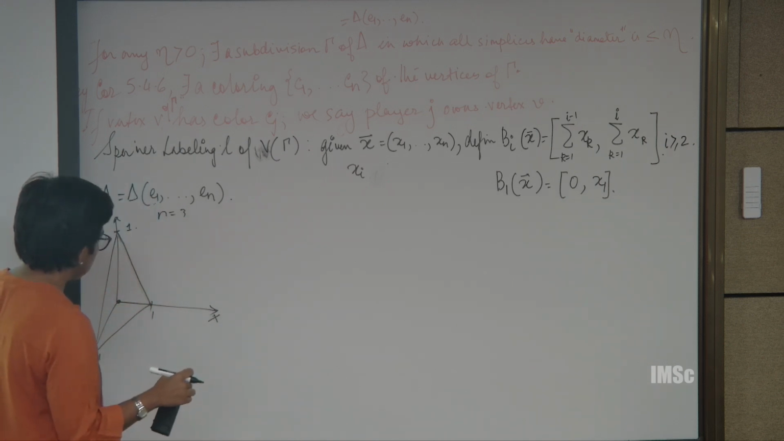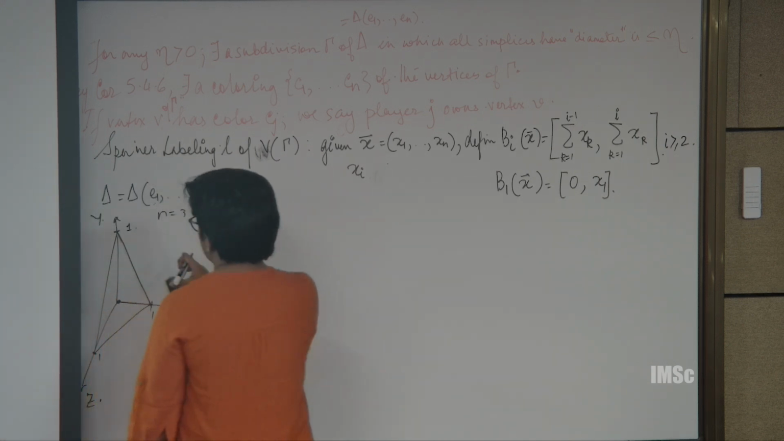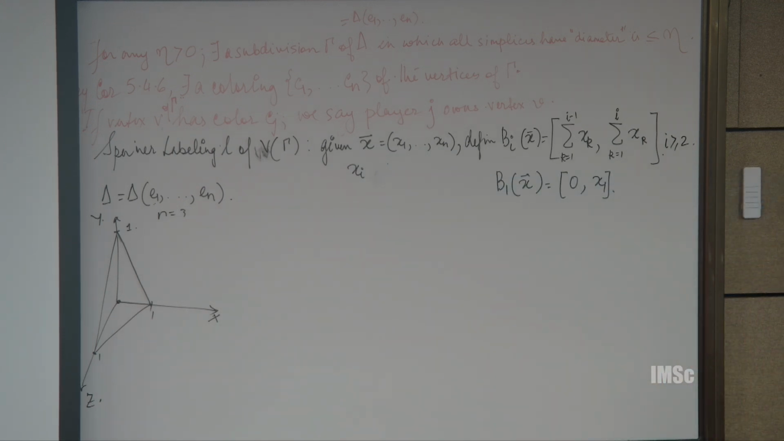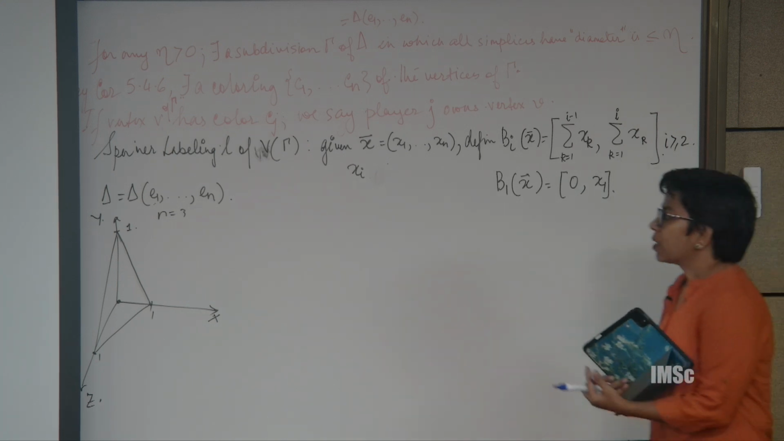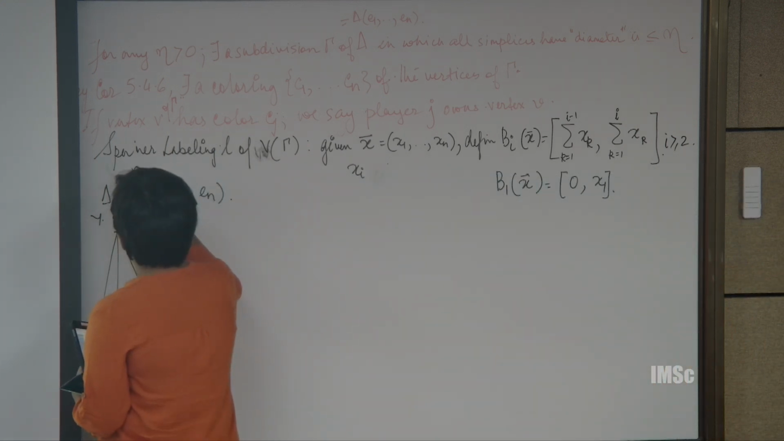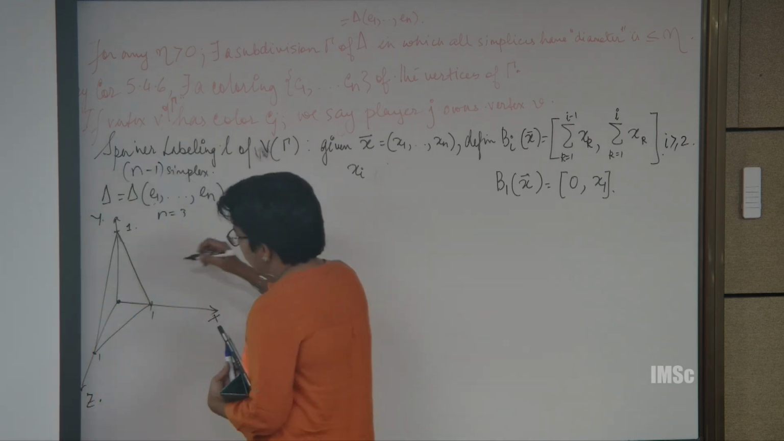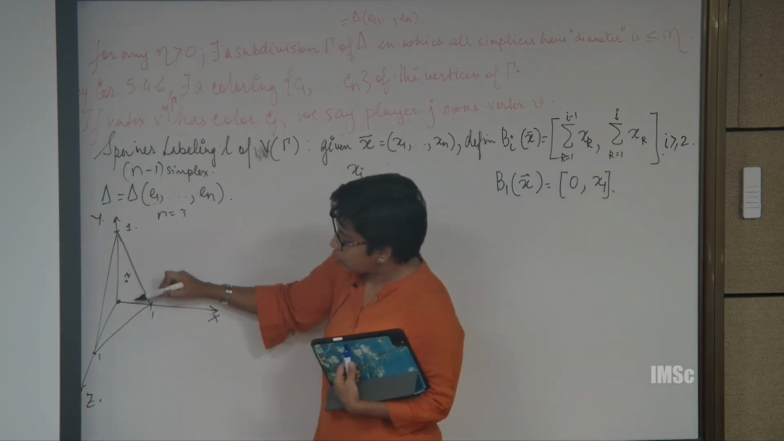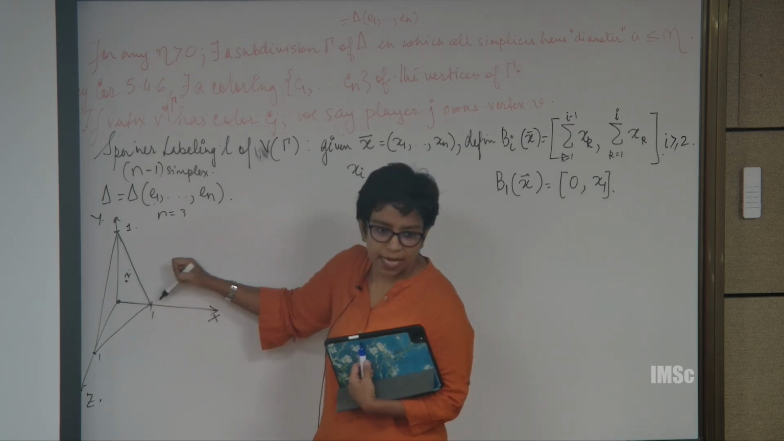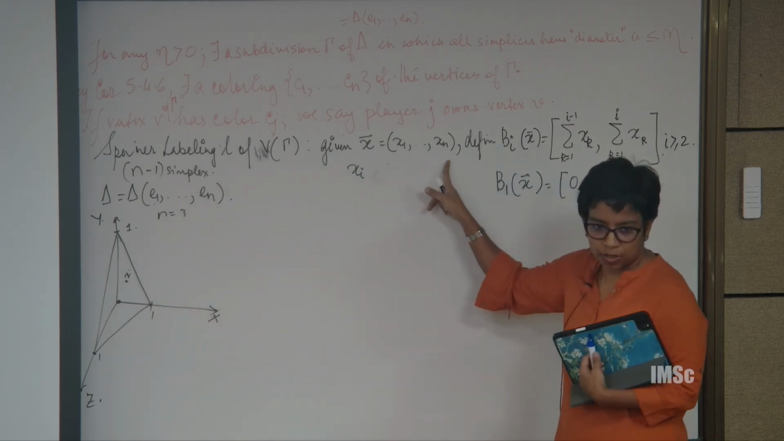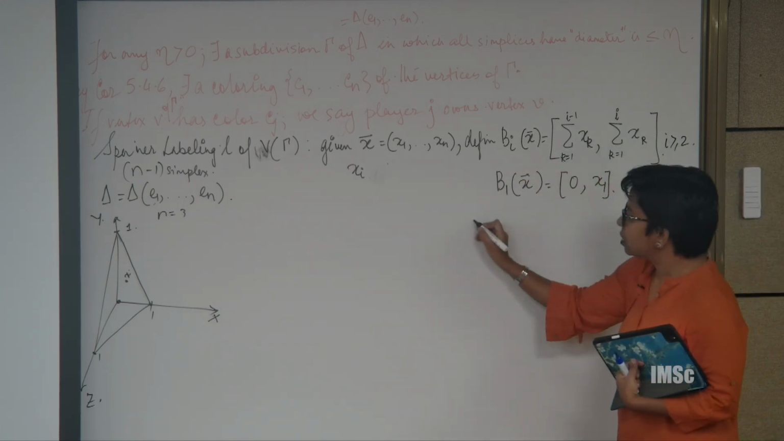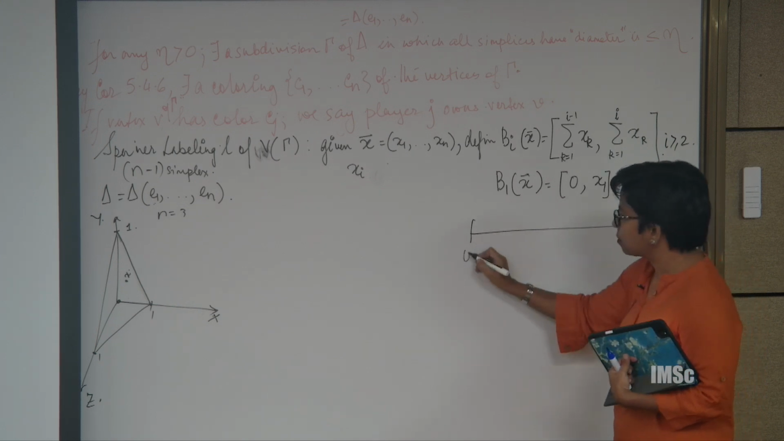Sorry, n minus 1 simplex. Yes, n minus 1 simplex. So for n equal to 3, it is basically a triangle. So, I take any point inside this, x, and you see what its corresponding coordinates are along each of these axes. That is what x_1, x_2, x_n and so on are telling us. Now, using these values, I am splitting the interval 0 1 in this way.